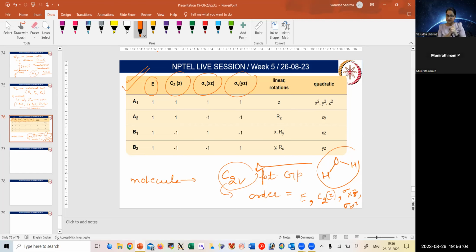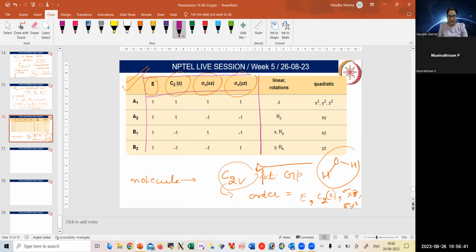So is that clear? This is a kind of character table. In the first row, we would be having all the symmetry elements: E, C2Z, sigma V XZ direction, and YZ direction. Is that clear? I'm trying to explain a bit about the character table so that we do not directly jump to the conclusions. How do we get to know about the XYZ axis and the RX, RY, RZ? Now, along this first row, these are my symmetry elements.